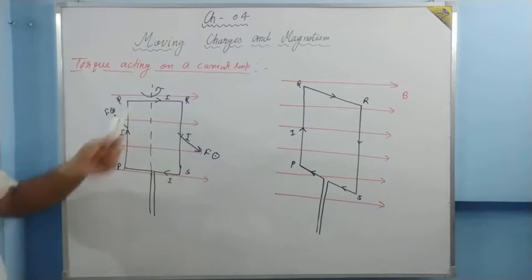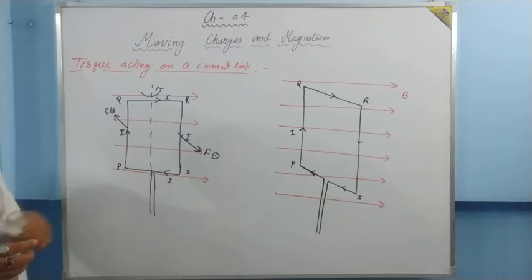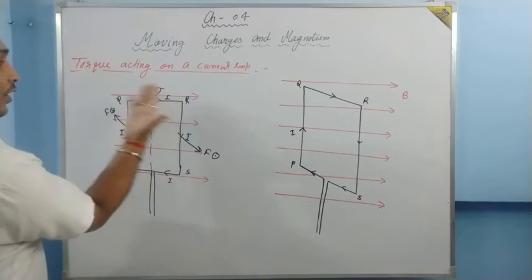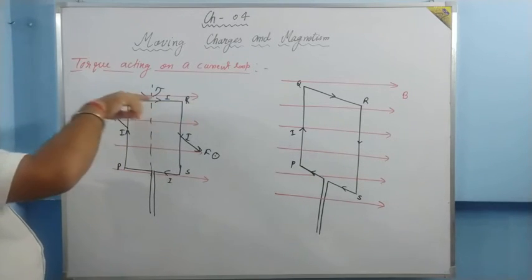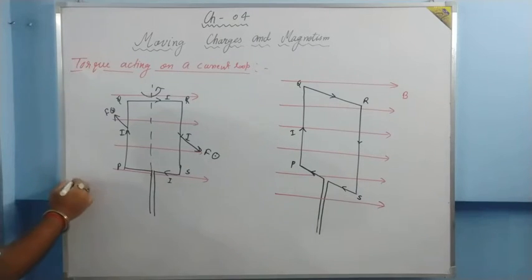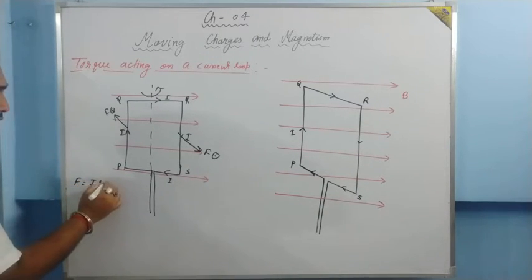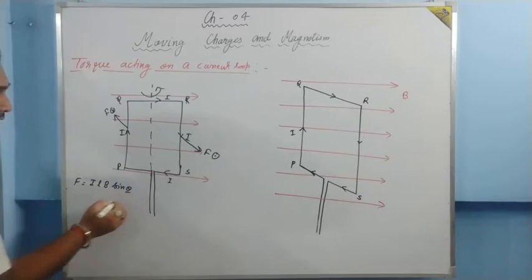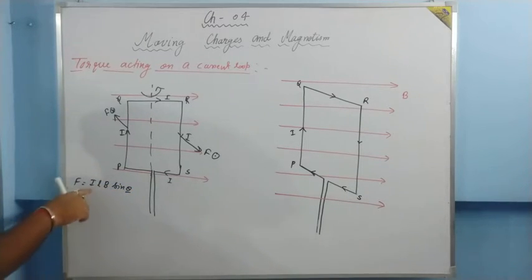What is the direction of force at this point? The direction of current is this way, and the magnetic field is in this way only. Current is in the same direction as the magnetic field, and therefore the force will be 0, because force is given by F equals ILB sin theta, where theta is the angle between the length and the magnetic field, but the direction of length is considered in the direction of current only. So basically when the current and magnetic field are parallel to each other, then force will be 0.